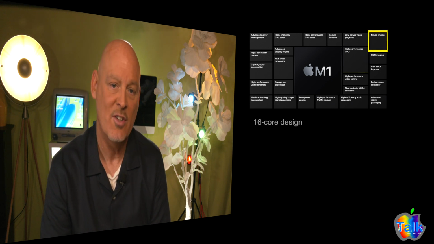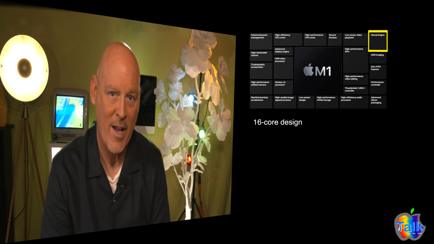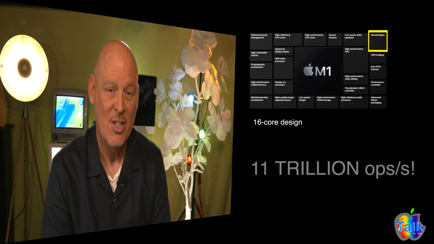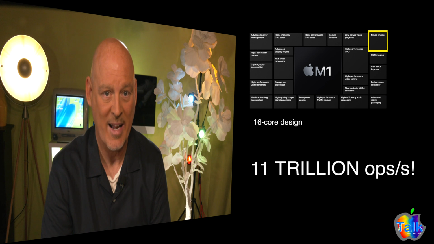The Neural Engine is a 16-core design capable of executing 11 trillion operations per second. Wrap your head around that. There are 16 billion transistors all on this tiny little chip. I can barely wrap my head around a billion anything, much less 11 trillion.